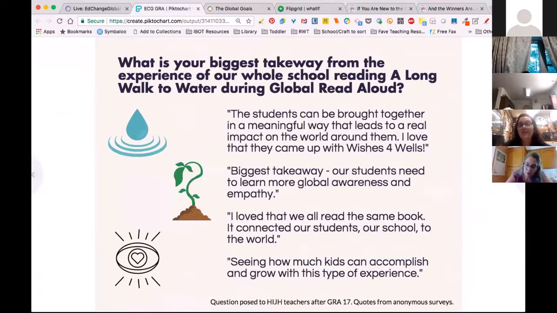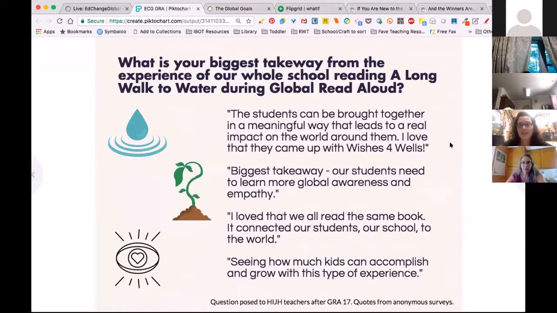but these were some takeaways that our staff shared about the Global Read Aloud. I will mention this one that talks about Wishes for Wells. We did have a group of 6th graders that just really ran with it, and their teacher empowered them, which was awesome. Their teacher basically gave them genius hour time to work on this project.